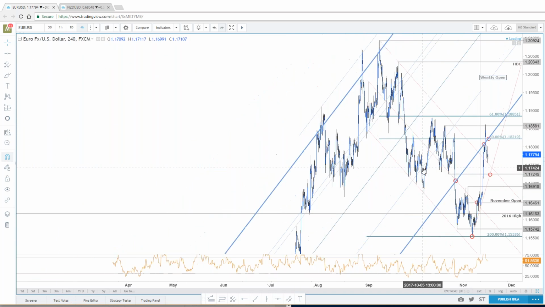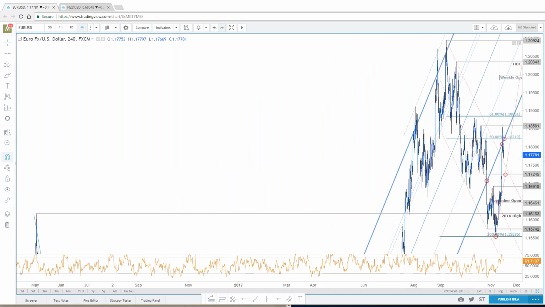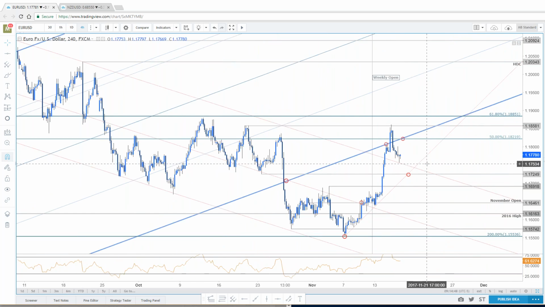Questions on the euro? It's either a definitive move back above 1821 or a drop into 1725 would get me back interested on the long side for the euro. But that being said, I'm not interested in playing the short.